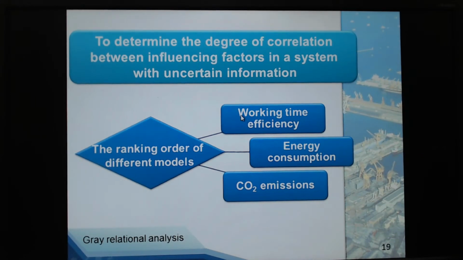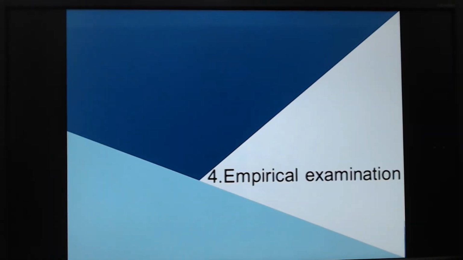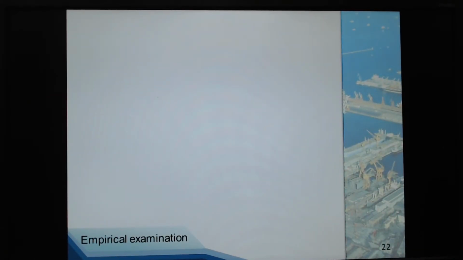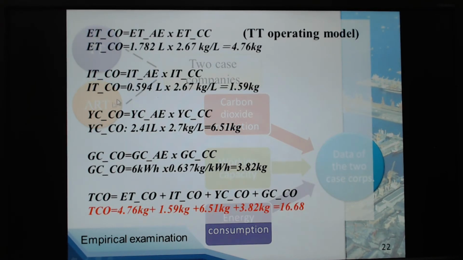Okay, so we also use GRA to compute the rank order of the different models based on working time efficiency, energy consumption, and CO2 emission. With data collection, we just collect data from company A and company B. So this is ART, the illustration of one company. We use empirical analysis, so we find the two case companies and use this method, and we just mentioned the TT operating model.